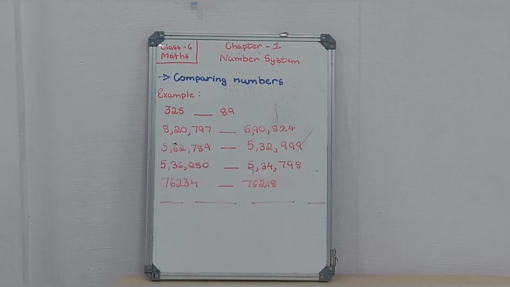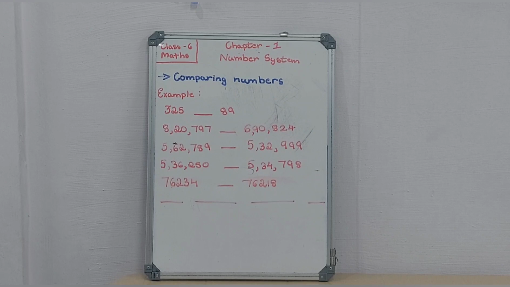Types to count objects, things, places, regions and so on. So today we are going to learn more about numbers. Okay, so the first topic that we are going to learn is comparing numbers. In order to compare two numbers, we have to follow some rules.